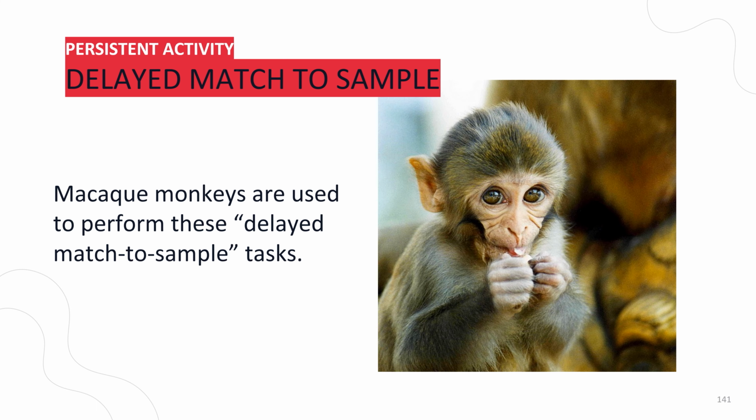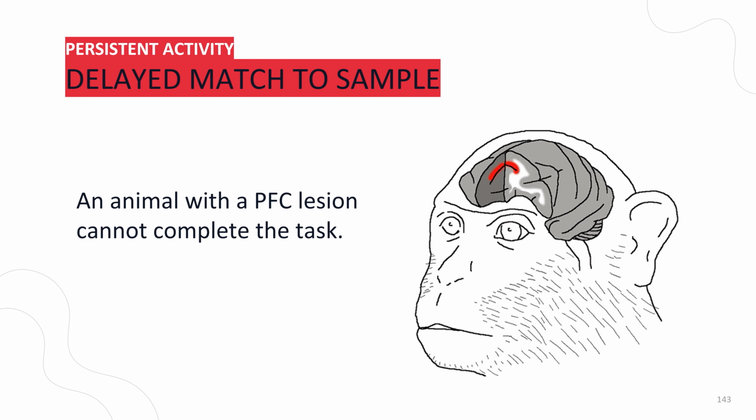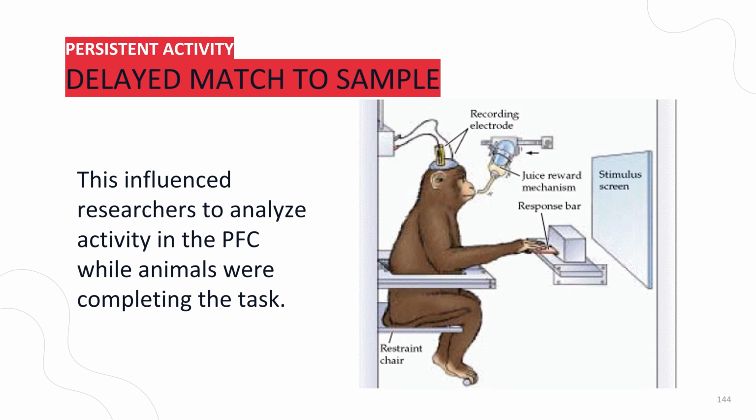Macaque monkeys are used to perform these delayed match-to-sample tasks. Many other types of mammals can perform well in this test, aside from primates, including cats and dogs. The researchers concluded that because the animal can match to sample even after the original stimulus is no longer visible, they must be holding the stimulus in their working memory. They suspected that it is being held by sustained firing. Evidence for this came from the finding that an animal with a PFC lesion cannot complete the task.